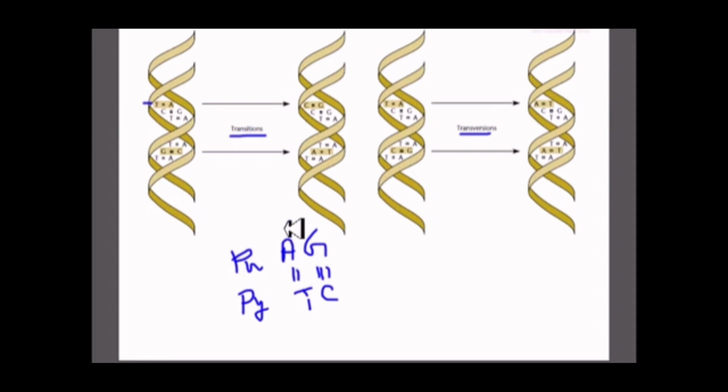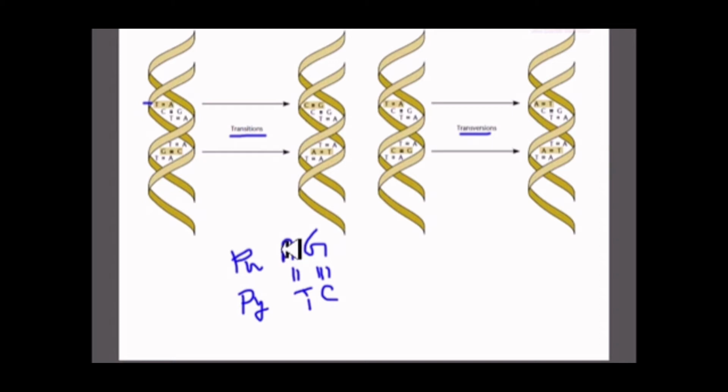If a purine is replaced by another purine and a pyrimidine is replaced by another pyrimidine, the condition is called a transition type of point mutation. And if a purine is replaced by a pyrimidine and a pyrimidine is replaced by a purine, it is called a transversion mutation.